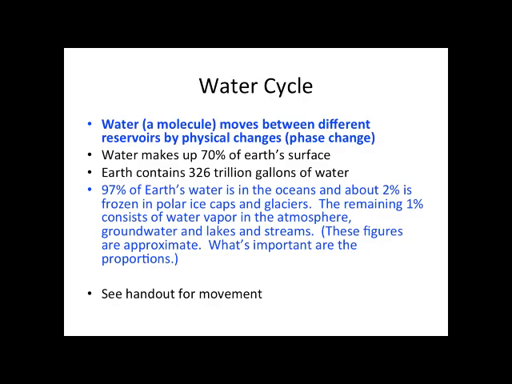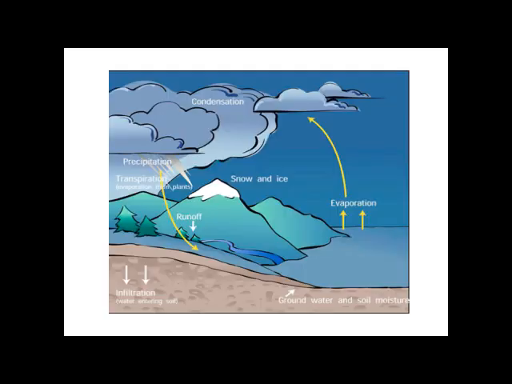So the water cycle. First thing I want to know: about 70% of the Earth's surface is made up of water. 97% of it is in the ocean. So of all the water on Earth, 97% is in the ocean, 2% is in the ice caps, and only about 1% is found in lakes and streams and rivers and groundwater. And so a very little bit, about 1%, is actually potable, drinkable by humans. So water is actually a commodity.